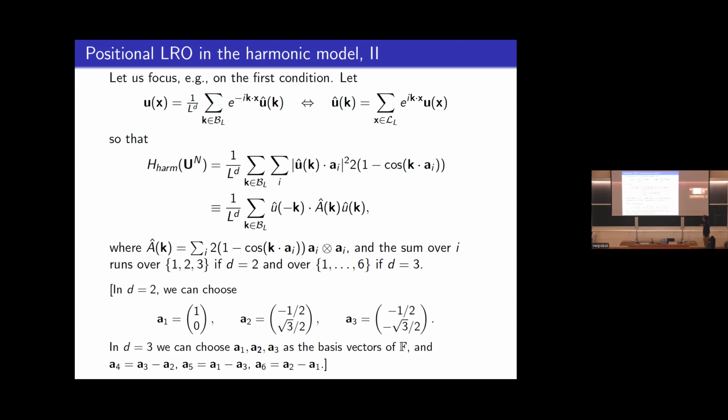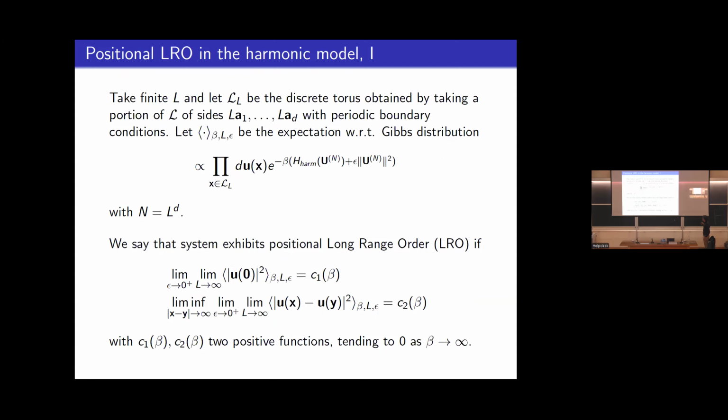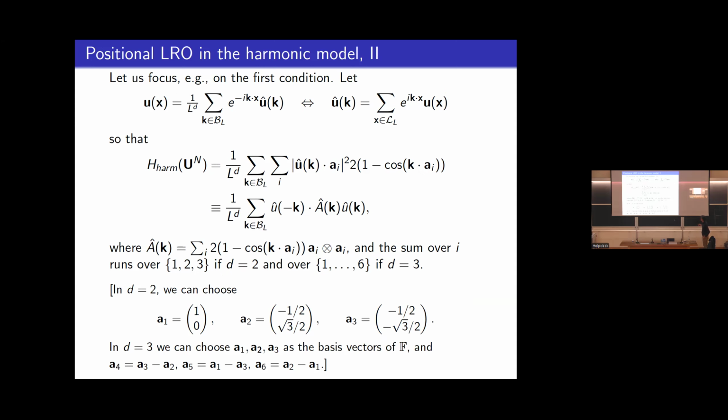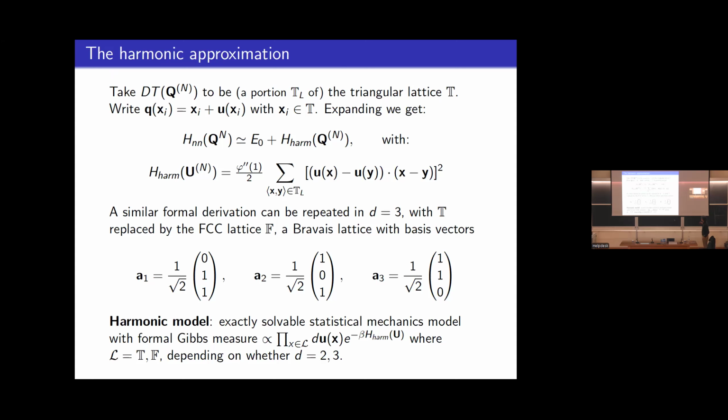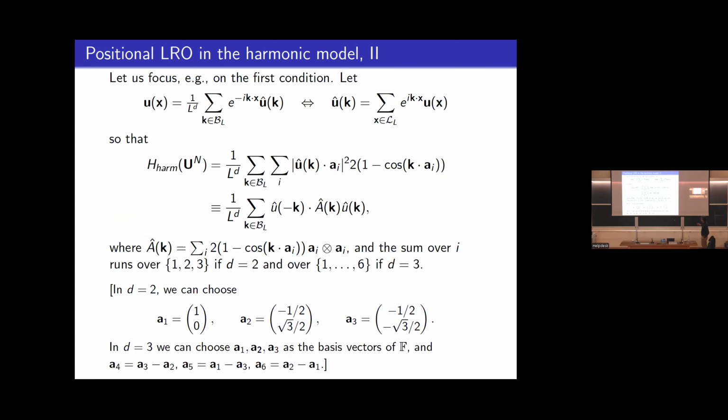Using this convention, the pinning potential is already in diagonal form. So this is written in real space; by Plancherel's identity you can write the same in k space. The non-trivial part is the harmonic part. You can just check it if you represent U_x in this way. You can rewrite it in this form. So what I'm getting is U hat k e to the i k x, times the conjugate with e to the i k y, and x minus y is the nearest neighbor vector of the triangular lattice. This is what I'm calling a_i. So these a_i are the nearest neighbor vectors either of the triangular or of the FCC lattice.